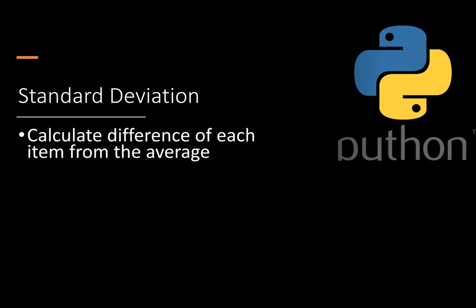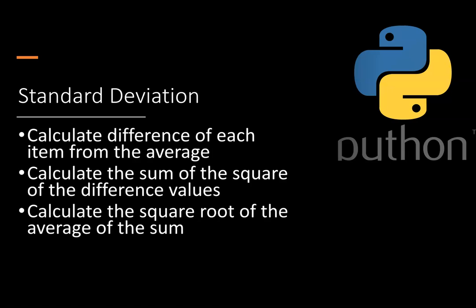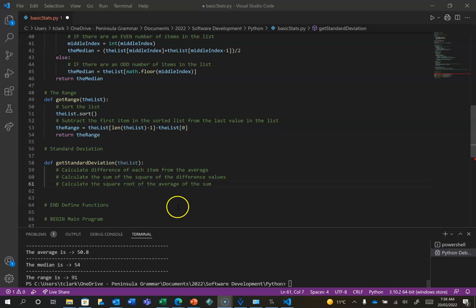So we've got to calculate the difference of each item from the average, and then we calculate the sum of the square of the difference values, and then we calculate the square root of the average of the sum. So you can see that's a little bit more involved than the other ones. It actually involves some of the other ones, so we need to be able to use the other ones within that.